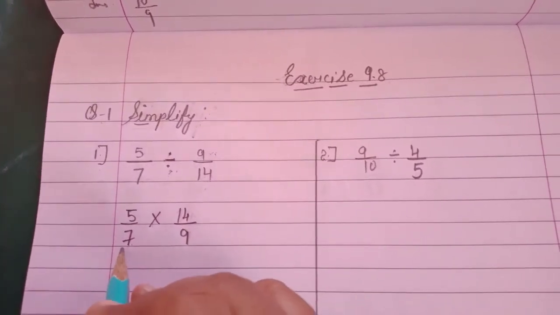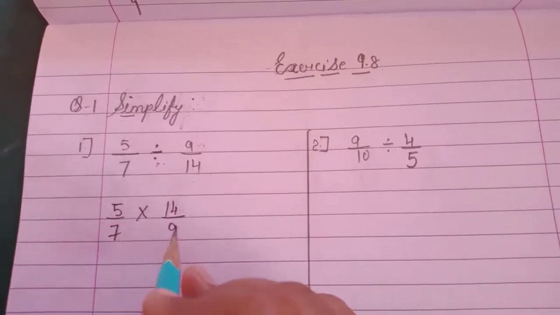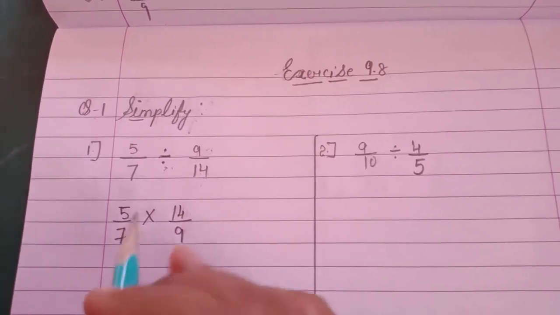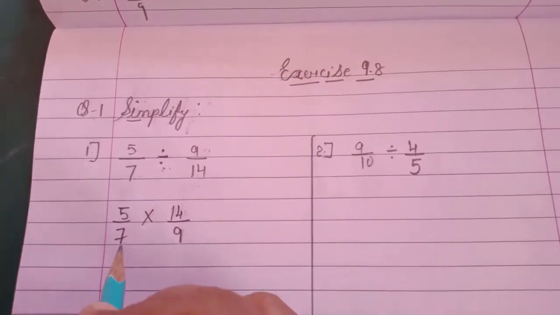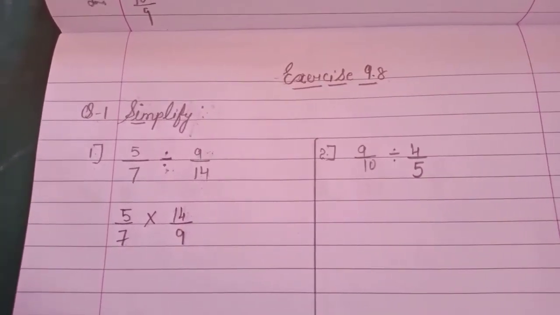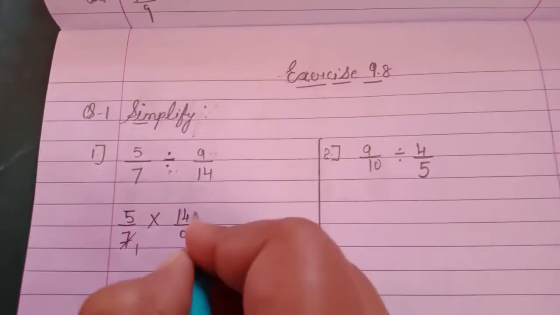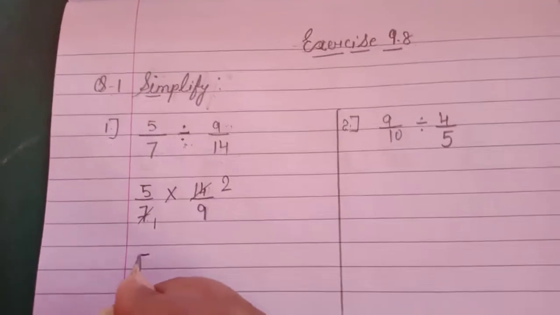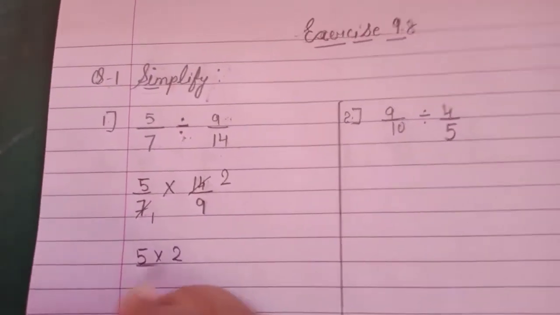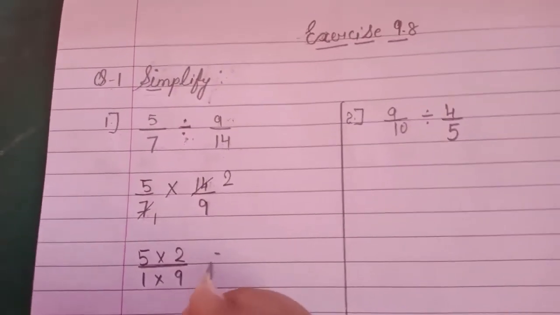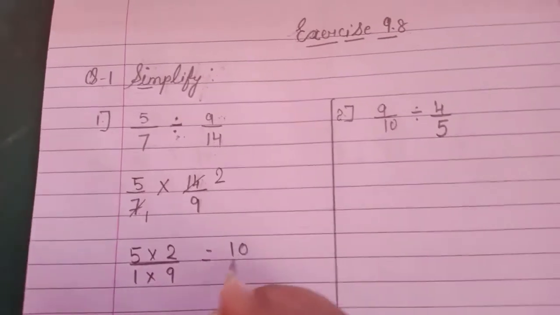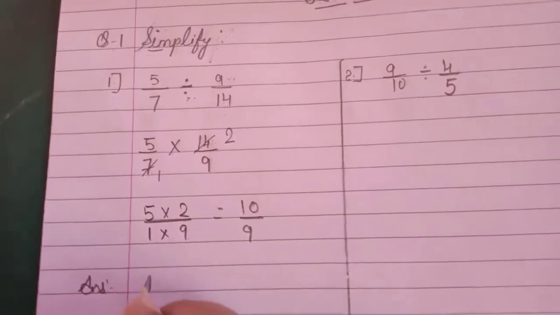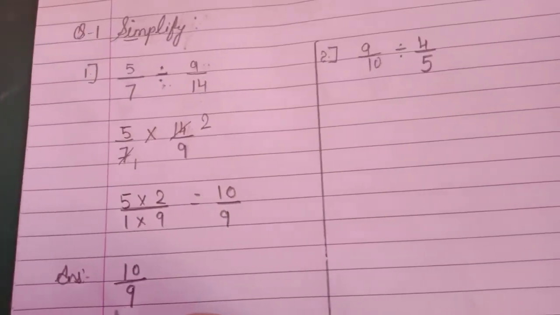Okay, so now we will see opposite, 5 and 9. So 5 and 9 also will not come in the same table. So 14 and 7. So in the 7 table 14 will come. Yes, 7 1s are 7, 7 2s are 14. So now we will multiply. 5 multiply by 2 upon 1 multiply by 9. So 5 2s are 10, then 1 9s are 9. So our answer is 10 upon 9.